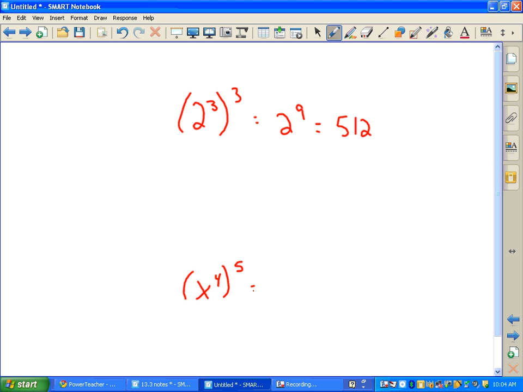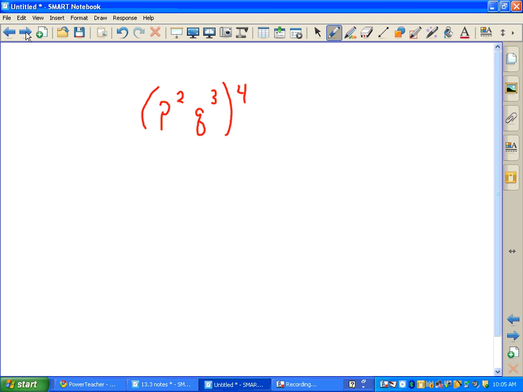Okay. Down here, I'm still going to use the same rule. I have a power inside, a power outside, so I will multiply them. 4 times 5 is 20. But that's all the simplifying I can do. X to the 20th, that's it. That's my answer. But if I have a number, make sure you simplify that.